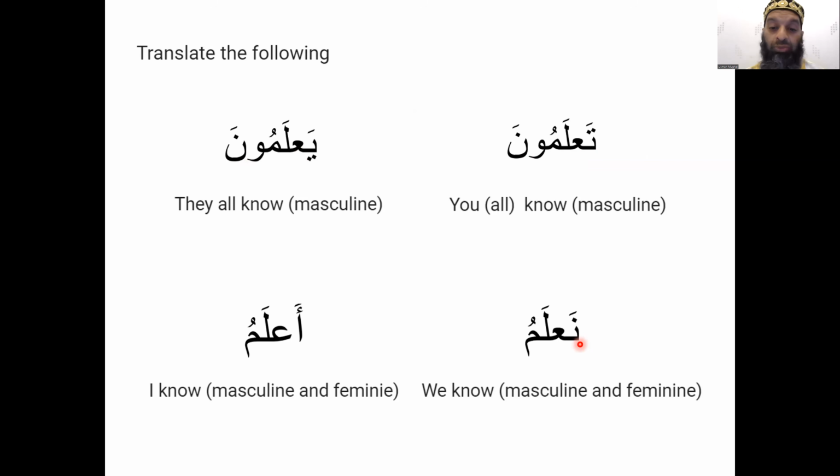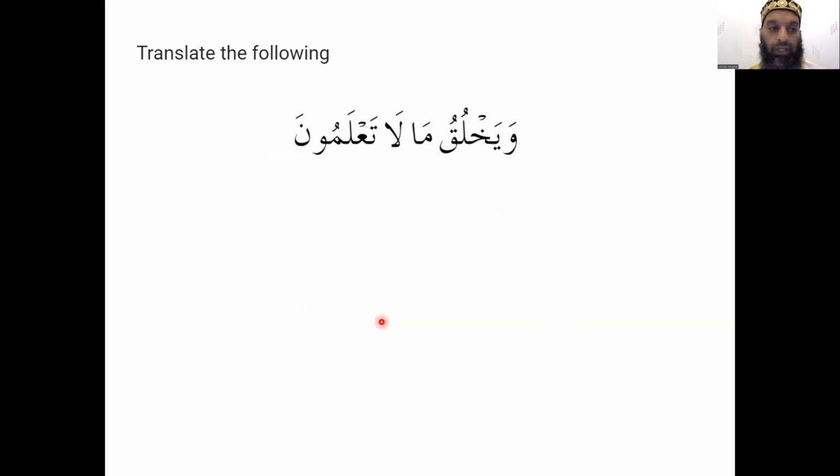Na'lamu, noon, when a noon comes at the start of a verb, it means we. Na'lamu, we all know. And a'lamu, I know. You see the I here, the alif. I know, right? Happy? And then we come on to the Quran.